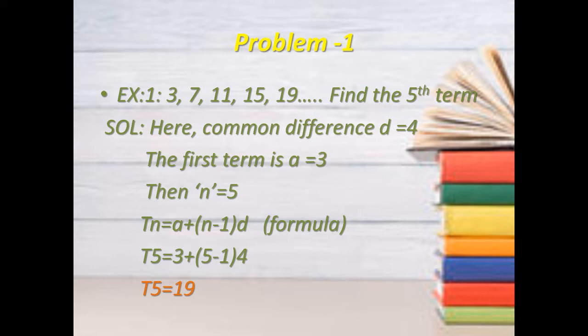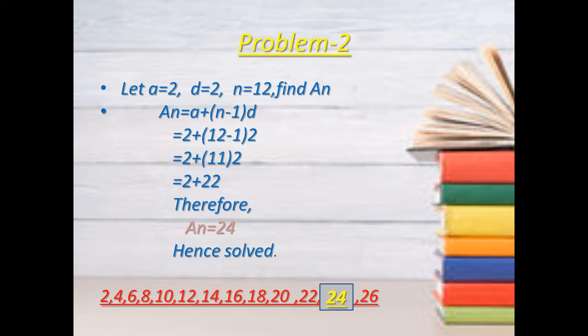Let us take another problem. Problem 2. Let a is equal to 2, d is equal to 2, n is equal to 2. Find the nth term. In the question itself, they have given the values of a, d and n. We have to find out the nth term. What is the formula to find out the nth term?